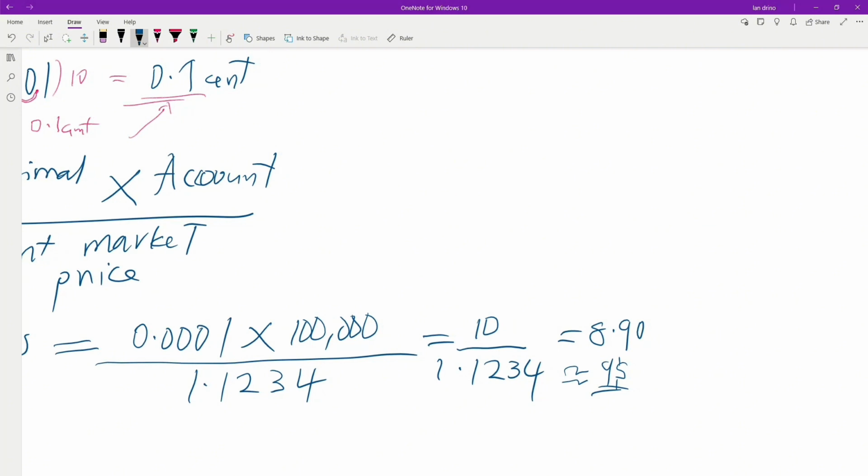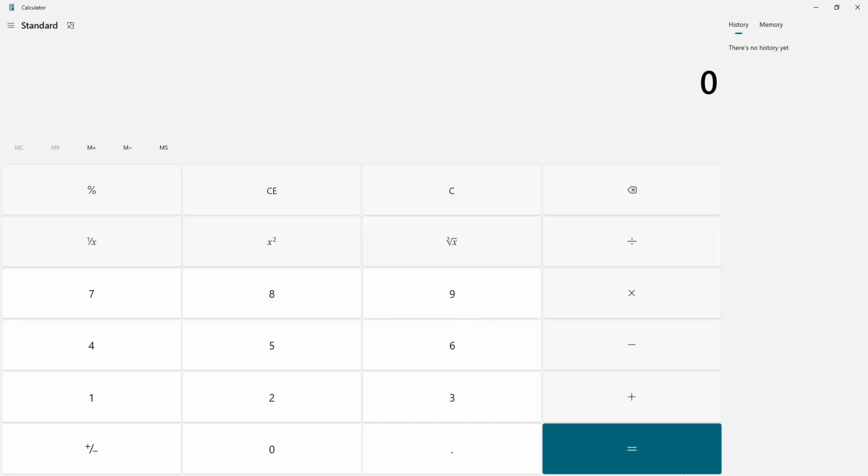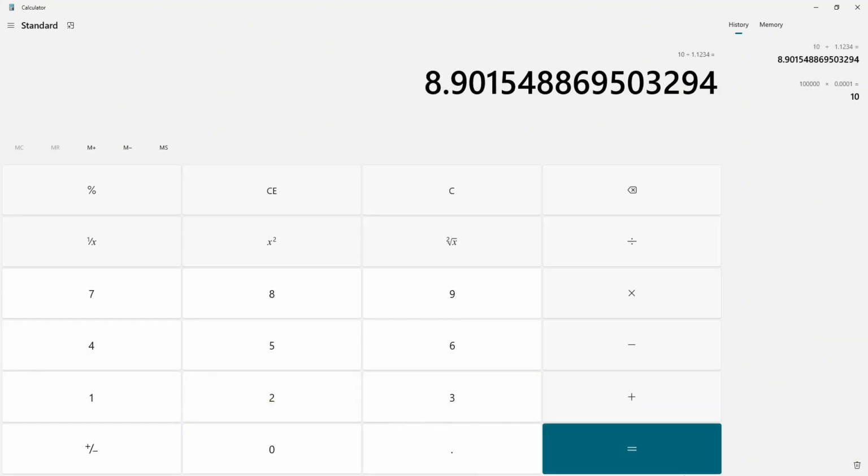Now let me show you. Let's do it quickly on a calculator. If you multiply 100,000 times 0.0001, it's going to give you 10. This is how we got the value. Okay, and if you divide it by the current market price, which was 1.1234, it's going to give you $8.90. Okay, and this is the value of euro against the dollar.